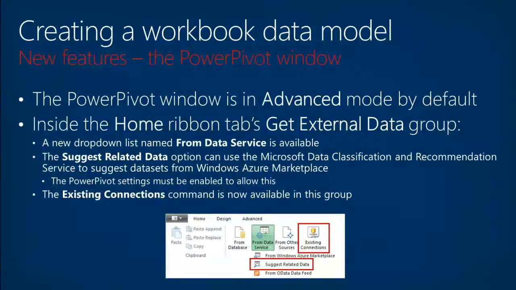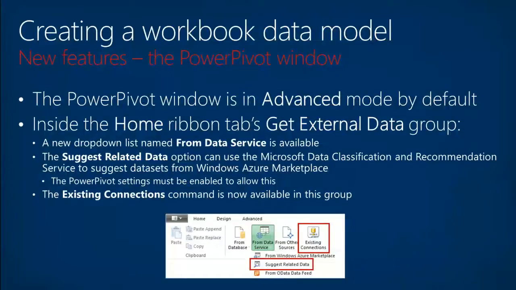I think they discovered that confused more people than they thought. So the fact is, by default, it's on. You can turn the Advanced tab off if you need to. Inside the Home ribbon tabs, Get External Data Group, and in relation to the categorization that I've just introduced, you have the ability then to look for suggested related data.